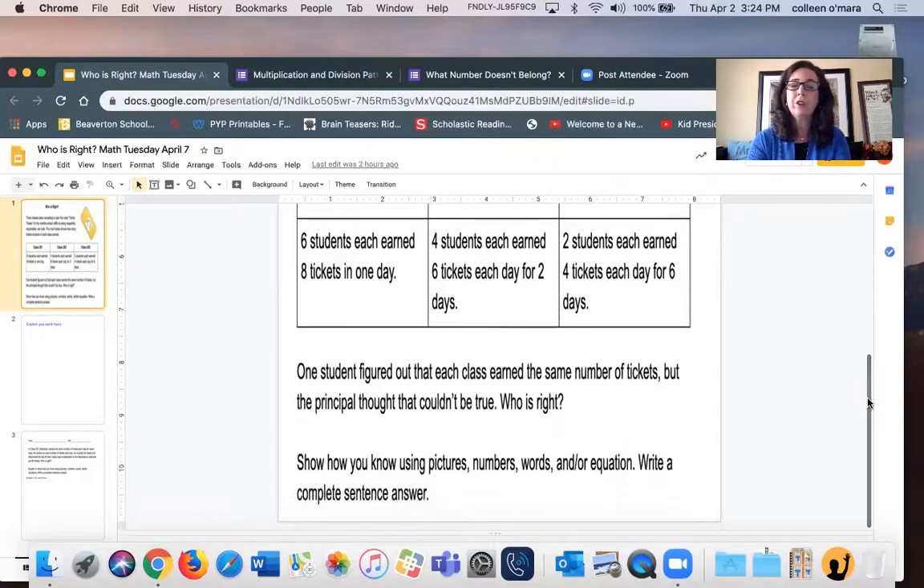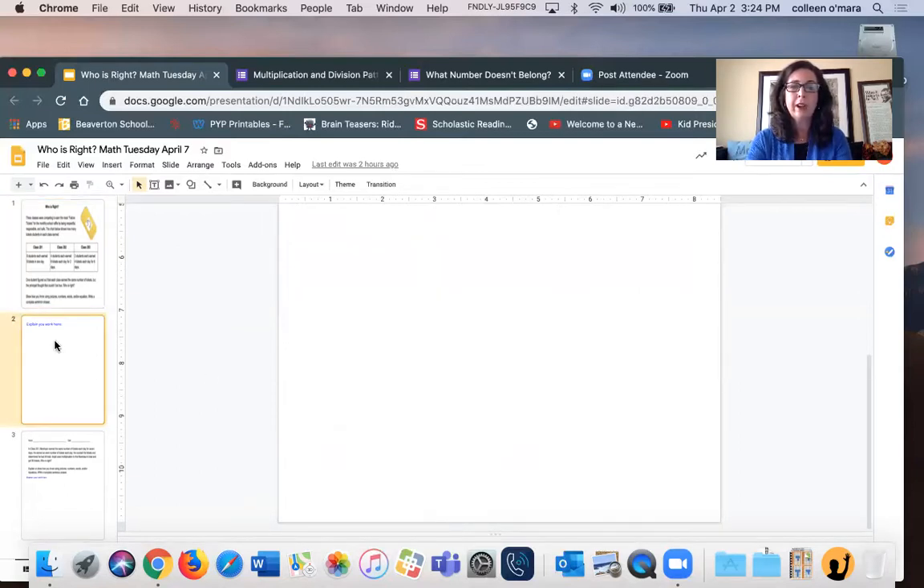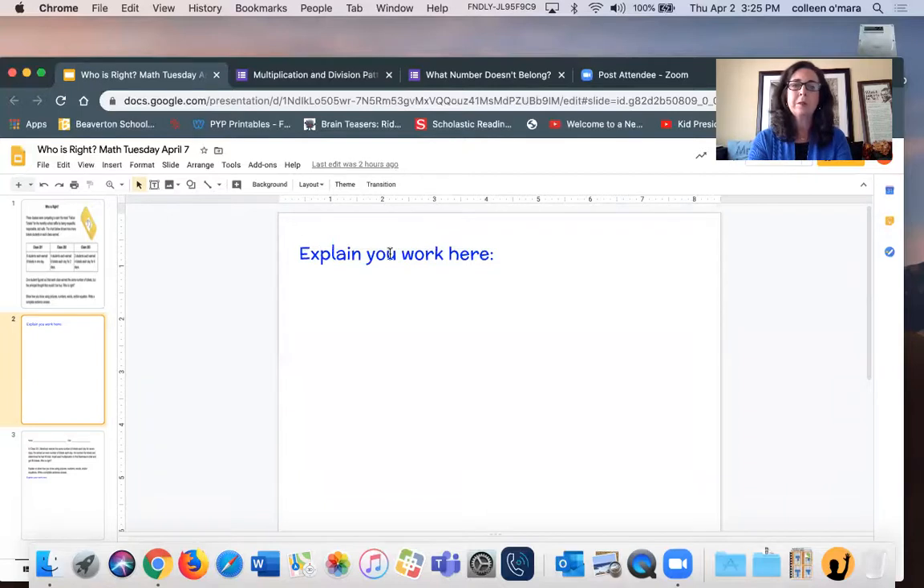You're going to use your pictures, numbers, words, and equations. Make sure you use them all. Don't just give me one answer, and explain your thinking. Now you're going to do your answers right here on the next slide down. You're going to click on it and you will see, let me scroll up, explain your work here.